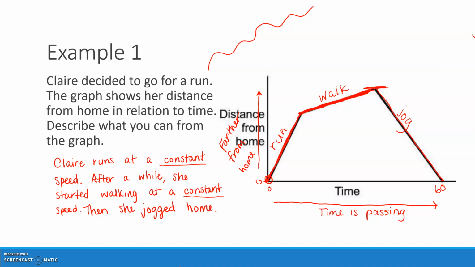Now, you can be as simple as that and leave it, but I hope that you can have some fun with this. Maybe you say Claire walked outside and started getting chased by a bear, and then she lost the bear, so she started walking to catch her breath, and then she realized she needed to get home for her bear spray. I don't know. Make it creative, but this is a chance for you to have some fun with it. But this is the basic what I would need to show what's happening in the graph.